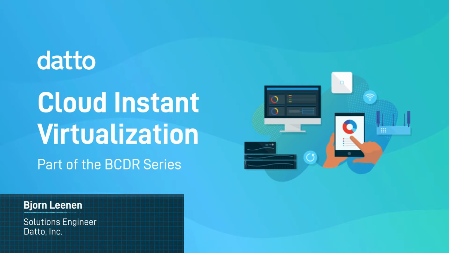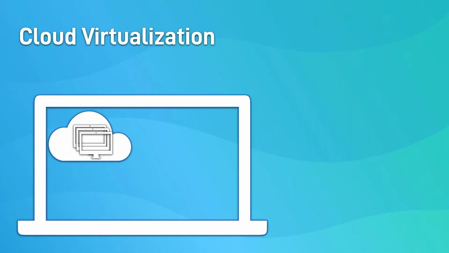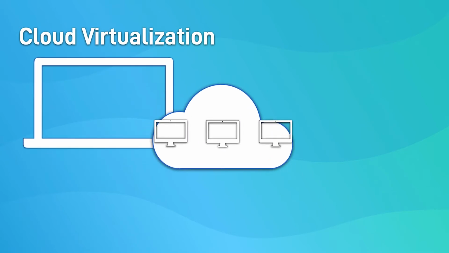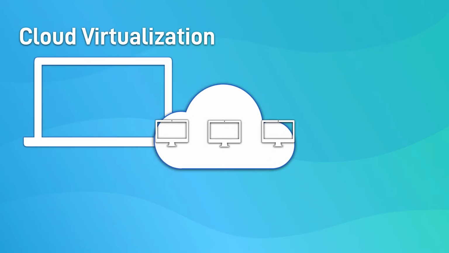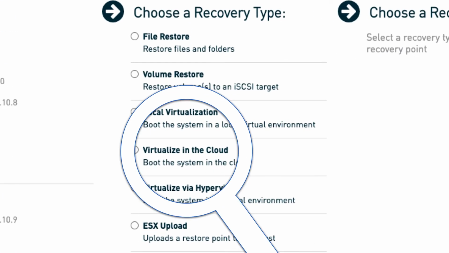The subject of this video is Cloud Instant Virtualization. Cloud Instant Virtualization is the ability to run a created snapshot in our purpose-built cloud. This is typically used for those workloads that we do need, but do not require to be run on-site. So let's go and take a closer look at how to actually run a virtualization in the cloud.